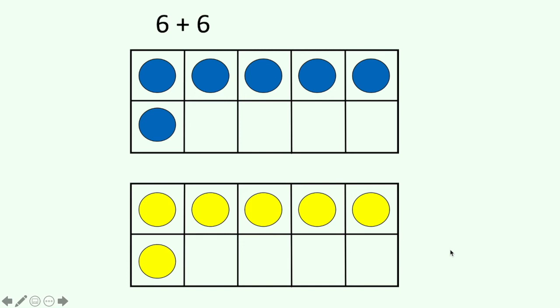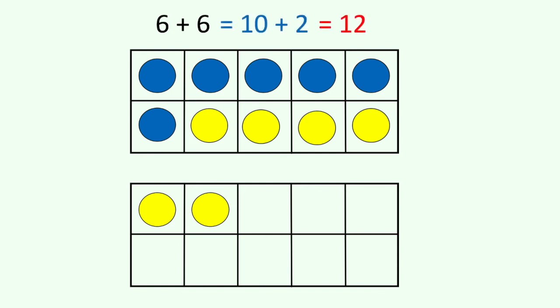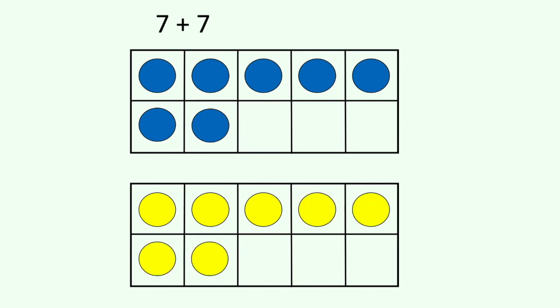Next one, double 6. Okay, we're getting slightly bigger now. Get that finger ready and let's move those counters. Now you can see that we've filled that top one, and have a look how many we've got all together now. 10 at the top, 2 at the bottom. So double 6 is the same as 10 add 2, which is the same as 12. Double 6 equals 12.